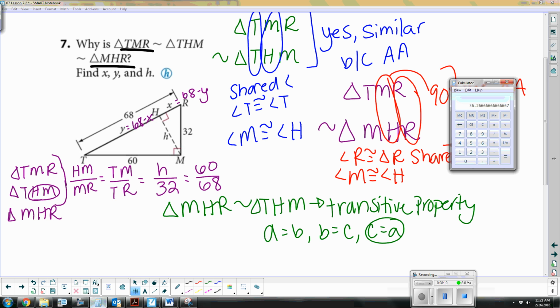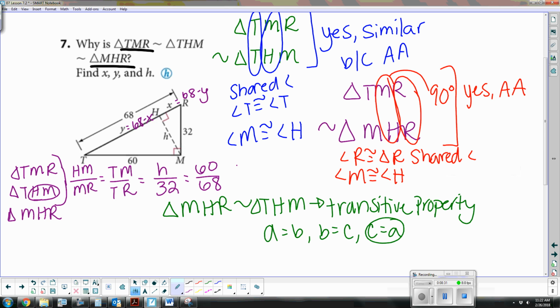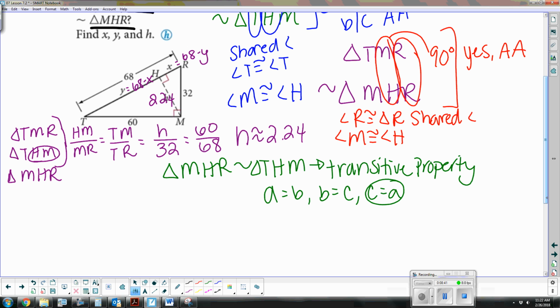So if I do the math for this, I take 32 times 60 and divide that by 68 in order to solve for H. And I get H approximately equals 28.24. So now I have one more side of a triangle. I have side HM, so I can use that going forward in my other proportions.